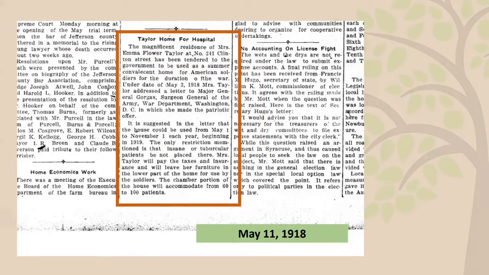Emma Flower Taylor holds a special place in our hearts here at the Flower Memorial Library. This article talks about how her residence at 241 Clinton Street was tendered to the government to be used as a summer convalescent home for American soldiers during the duration of the war. It goes on to talk about her restrictions and how her home was able to accommodate 60 to 100 patients.